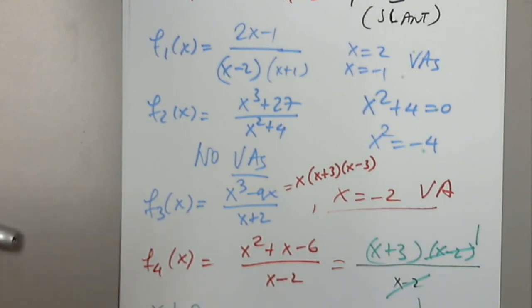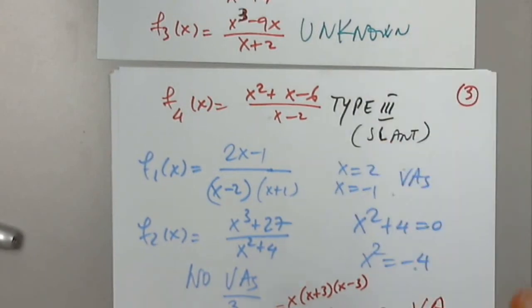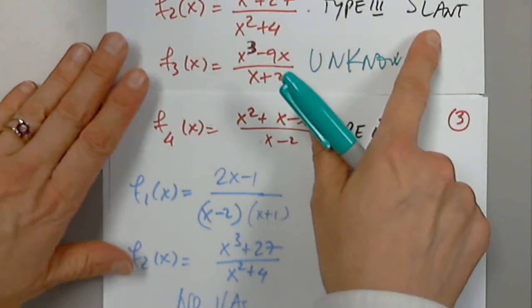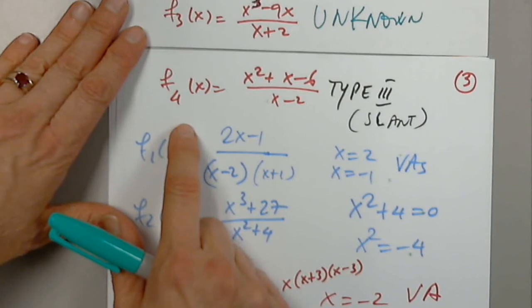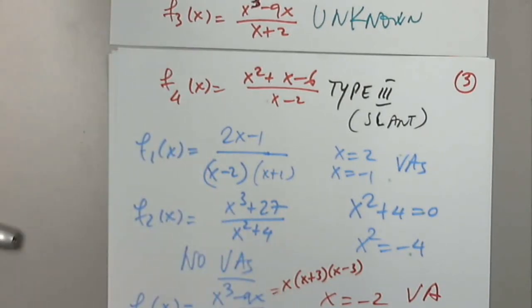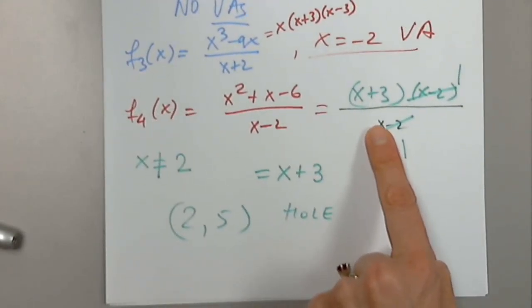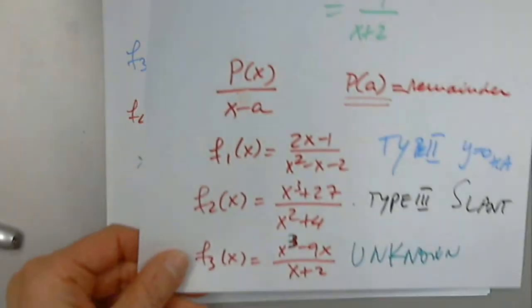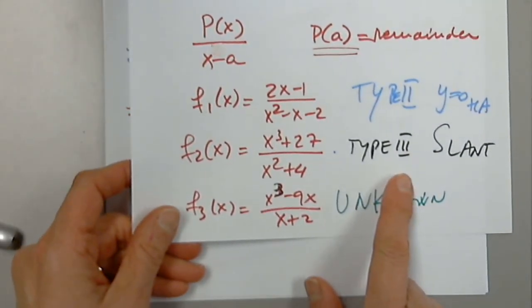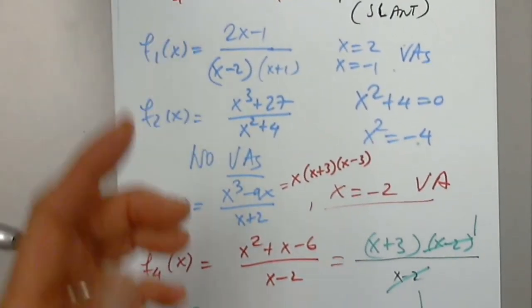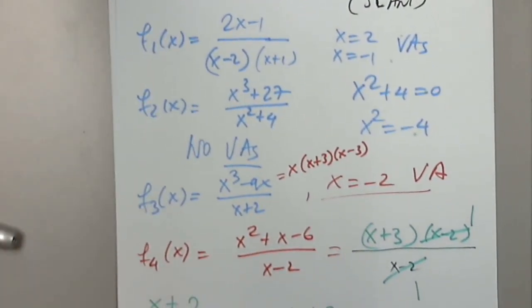Next question. Which of these functions has a slant asymptote? So F2 will have a slant asymptote. What about F4? Remember something very important. In order to determine the slant asymptote, I have to divide. If I don't have anything to divide, which I don't, that is not a slant asymptote. Why does F4 not have a slant? Because it's type 3. It happens in this case in F4 that the function is a linear function with a hole in it.